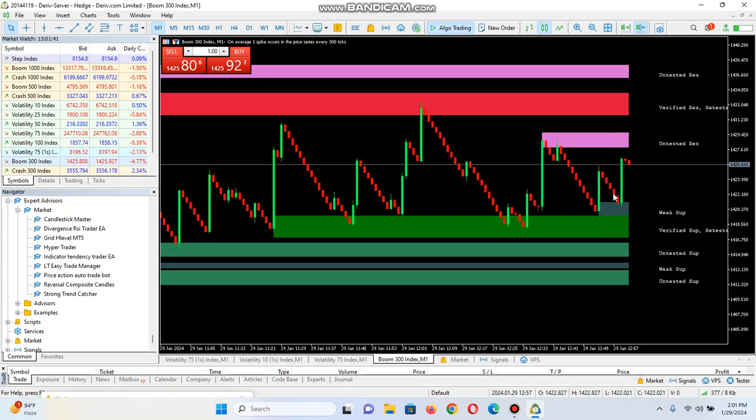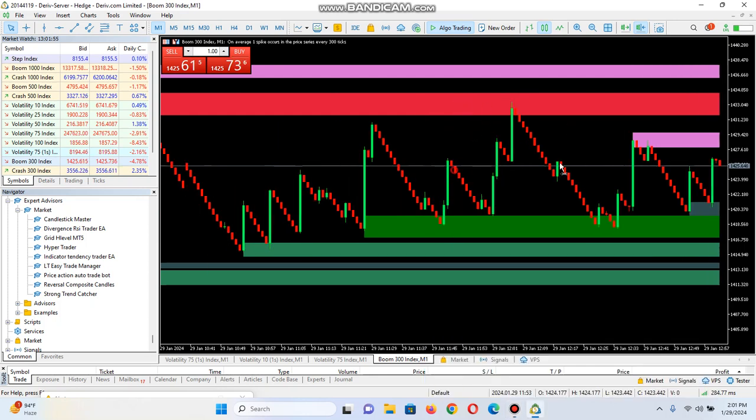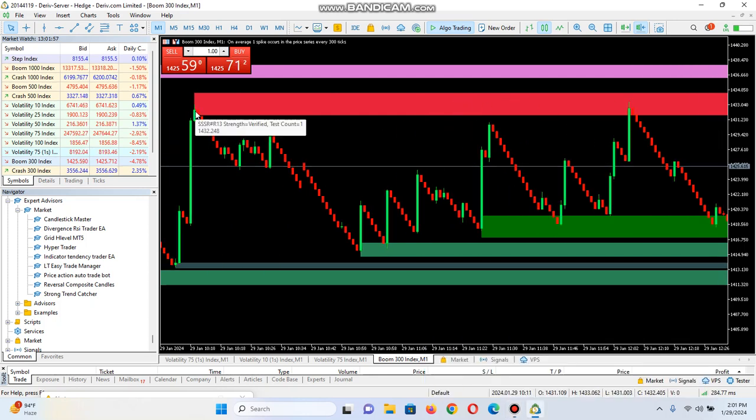Alright, so verified zones are the strong zones, and that is where I advise you to trade most. Trade most on the verified zones if you are using support and resistance. Whether you are trading in 1 minute, allow the price to get to a verified zone, then you stick your buy or your sell. You must make big profit. You see, this one touched the verified.